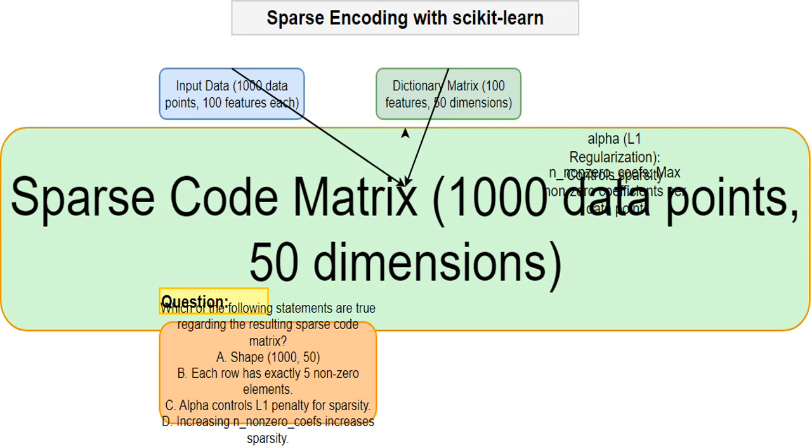This is the result from applying the function. It's a new matrix with 1,000 rows, one for each data point, and 50 columns, representing the reduced dimensionality. Each row shows how to reconstruct the original data point using a combination of only a few atoms from the dictionary.